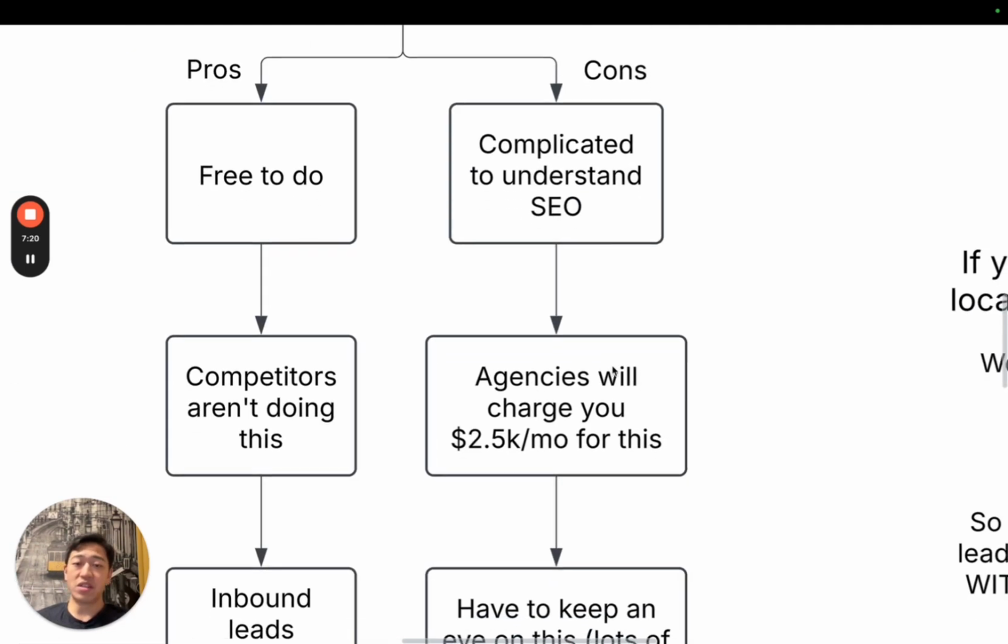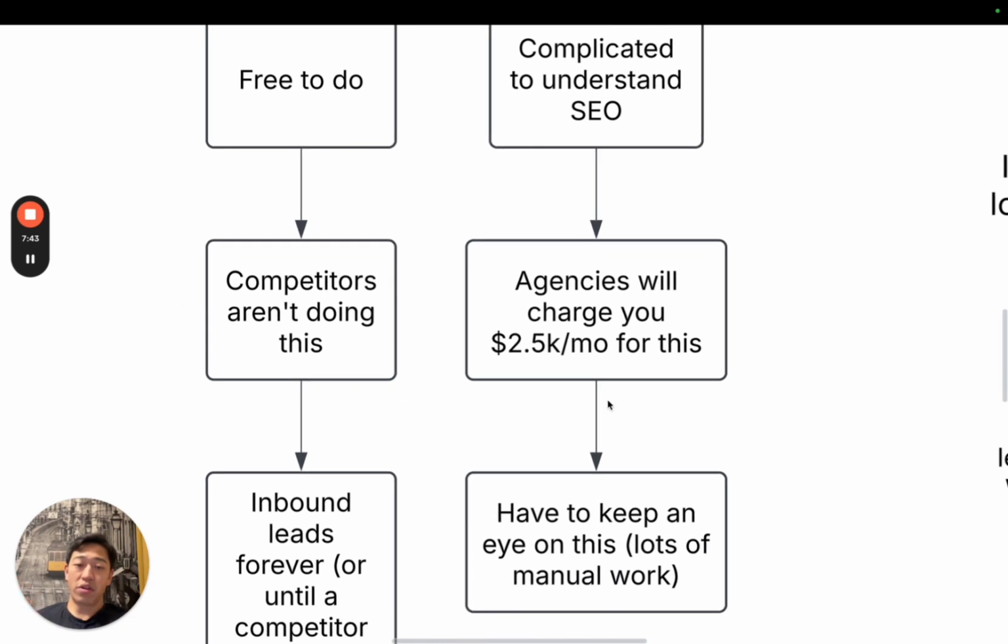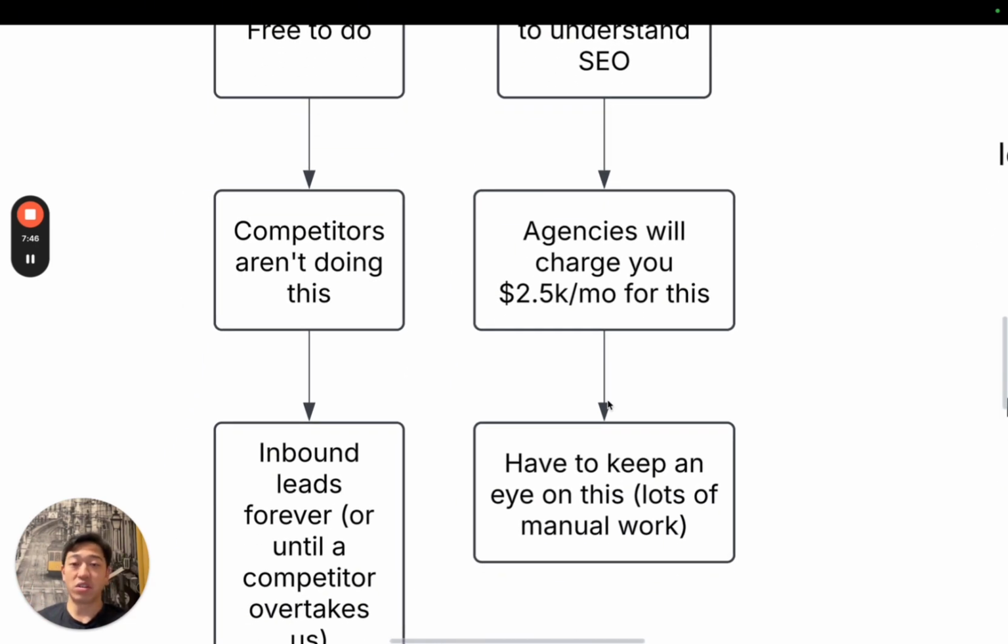But the con of this is it's definitely complicated to understand all the nuances of SEO. And that's why agencies will approach you and charge 2.5K a month for all of this. However, you can do this all for free. I can show you later how you can do this all for free. But another thing is you do have to keep an eye on this, so it's a lot of manual work. That's why these agencies will charge you 2.5K a month for a 1-year contract, because it's a lot of work to just see what ranking you are. How do I modify the pages? How do I build backlinks? It's all very complicated, but you could do this all yourself if you wanted to.